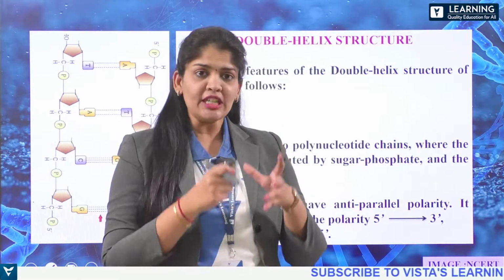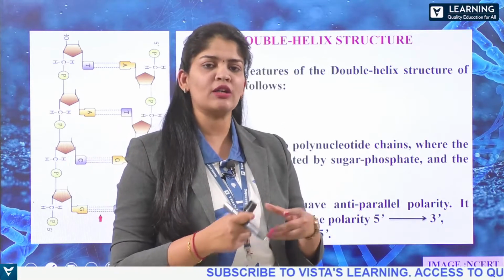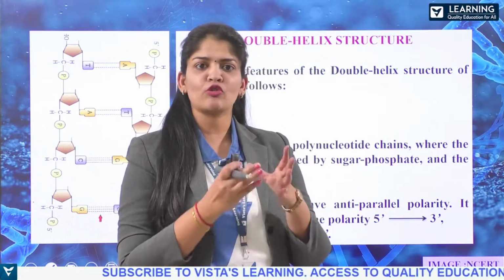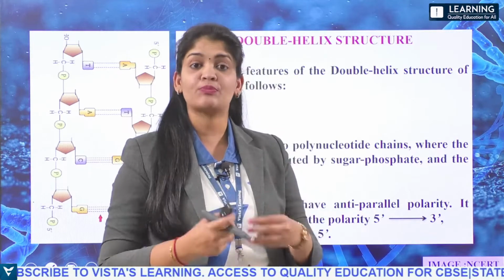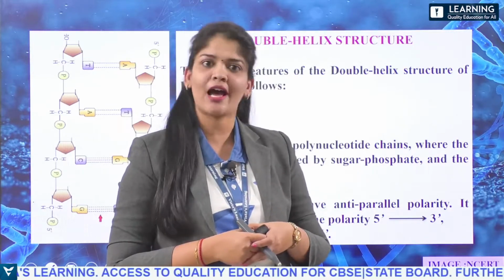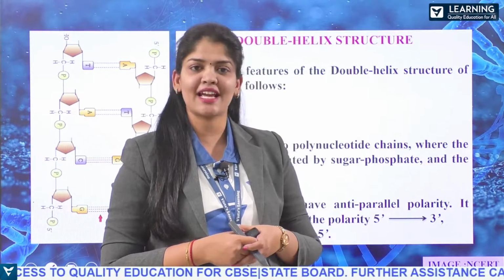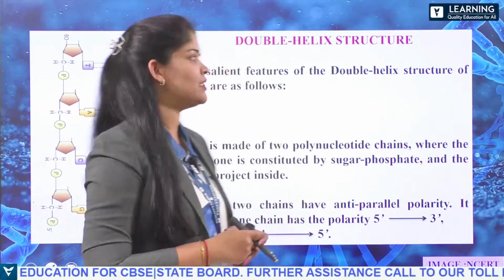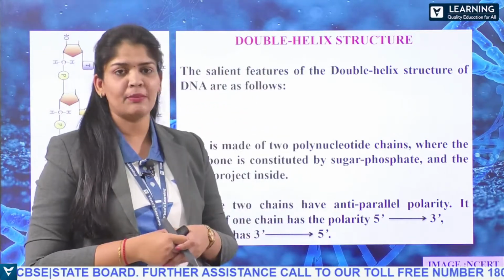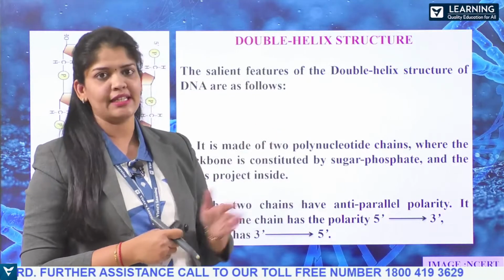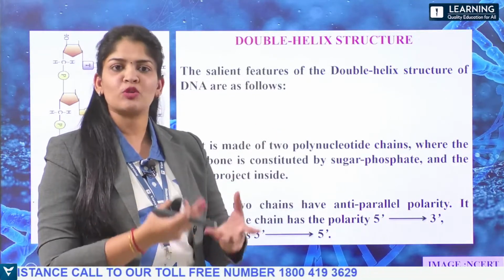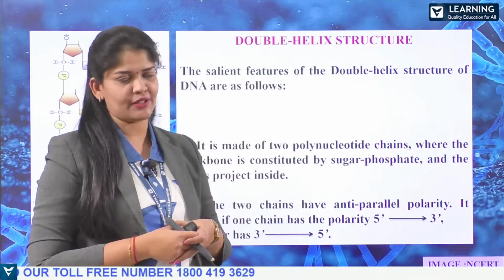So in this session, let's focus on the important salient features of the helical structure that was proposed by Watson and Crick in the year 1953, right? So here is the double helical structure, which was proposed by Watson and Crick.